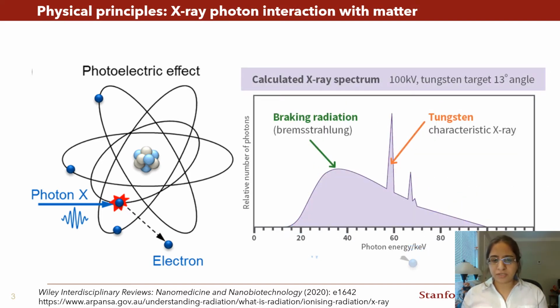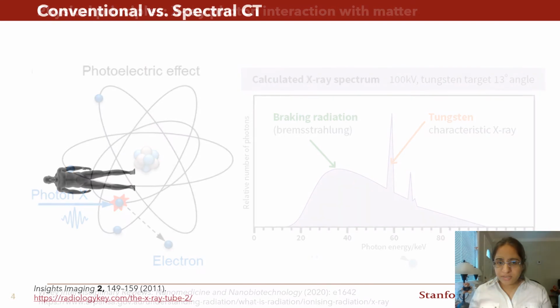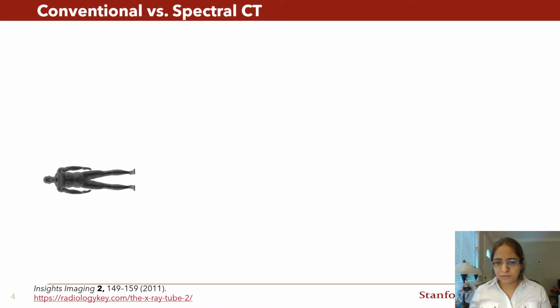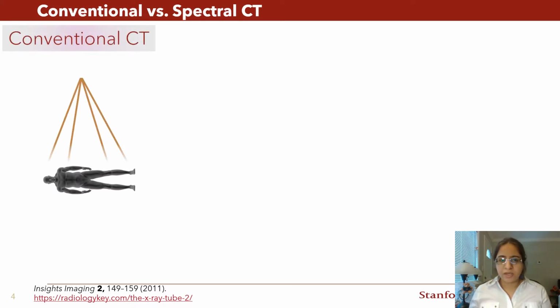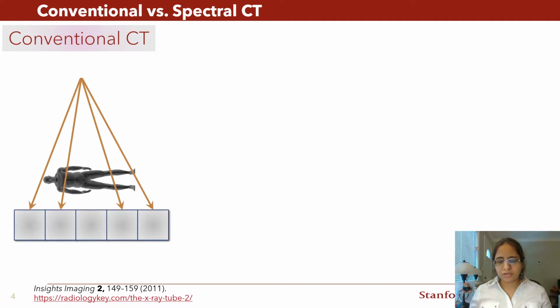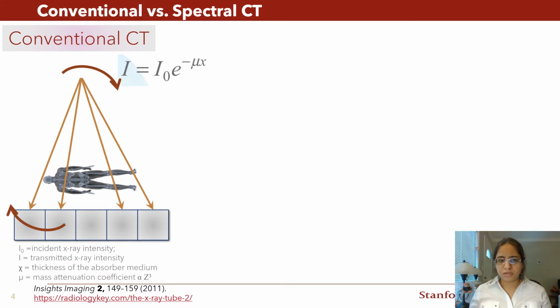And this graph summarizes what I mentioned in terms of the photon energy and also the relative number of photons being generated. The conventional CT is rather different from the one that is generated in the spectral CT. In the conventional CT, the attenuation occurs mostly as a result of the Compton effect, and indeed it is proportional to the atomic number of the material to the power of 3. So the higher the atomic number, the higher the attenuation as a result.